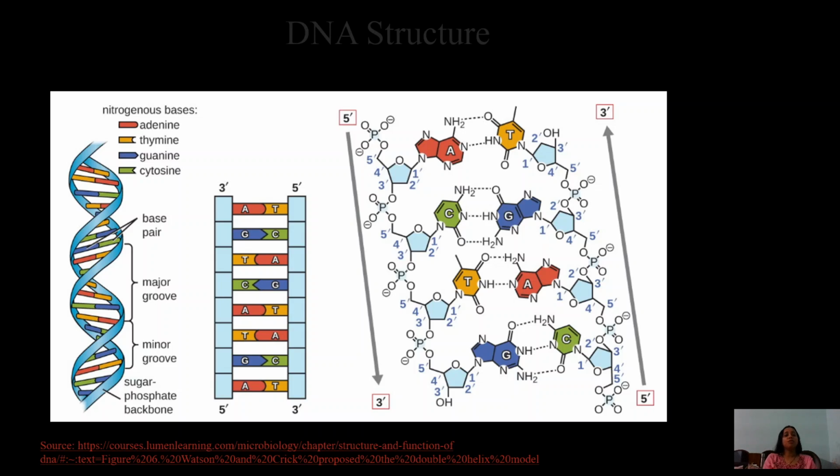Before moving on, I want to discuss briefly the DNA structure, which we all must be knowing. DNA is basically made up of the sugar phosphate backbone along with the nitrogenous bases, which are of four types: adenine, thymine, guanine, cytosine. Adenine and guanine are called purines, whereas thymine and cytosine, and uracil, which is there in the RNA structure, are the pyrimidines. Adenine pairs with thymine with two hydrogen bonds, whereas cytosine pairs with guanine with three hydrogen bonds.